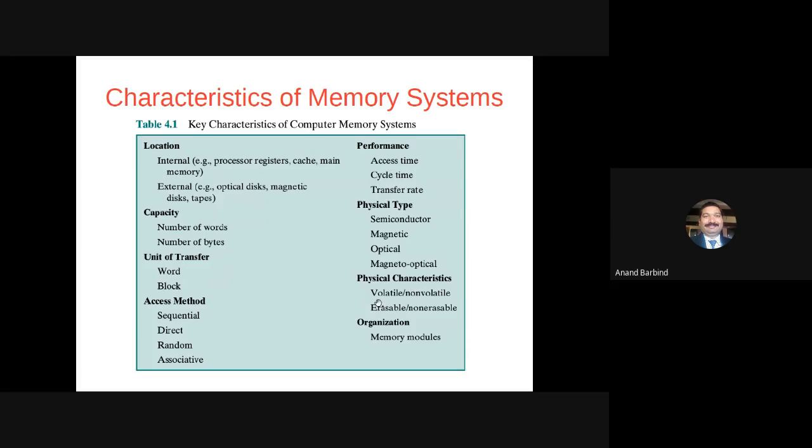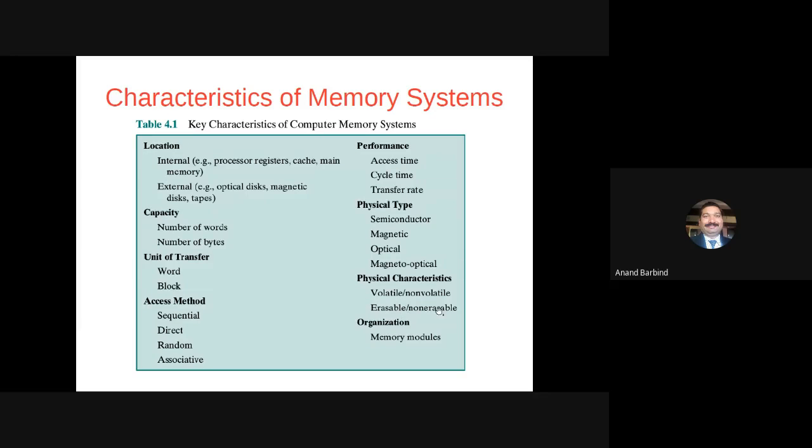Then physical characteristics constitute volatile and non-volatile. So internal memory, they are volatile usually. Nowadays, in internal memory, flash memory is coming, and that is a non-volatile type of memory. That is, when power goes off, whether the contents are retained or not retained, that determines whether the memory is volatile or non-volatile. Usually the static and dynamic RAM are volatile memory, whereas the other types of memory, external memory and ROM, are non-volatile memory.